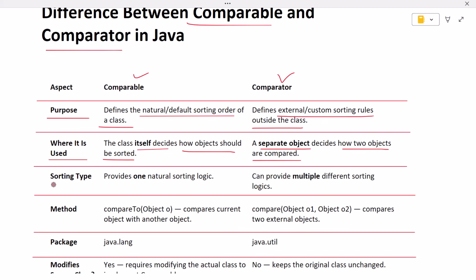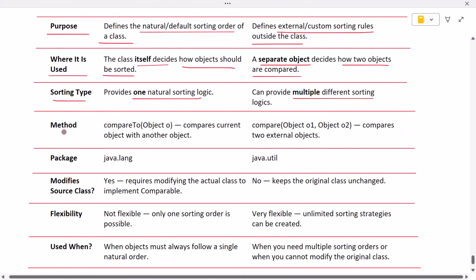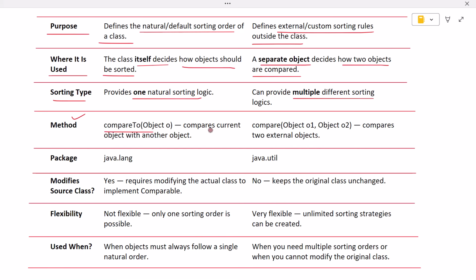3. Sorting type. Comparable supports only one sorting order because it lives inside the class. There can be only one compareTo method. Comparator supports multiple sorting orders because you can create any number of Comparator classes or even write them as lambda expressions. 4. Method. Comparable uses compareTo and compares the current object with another object.